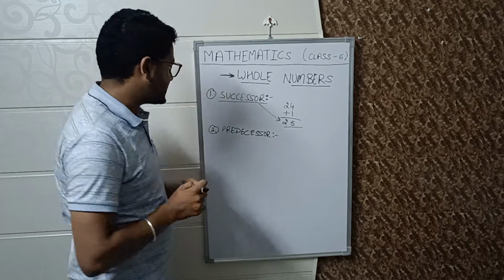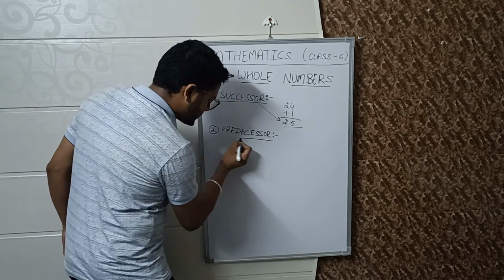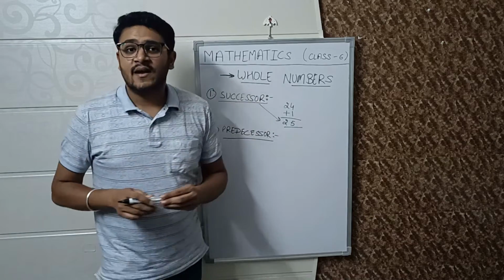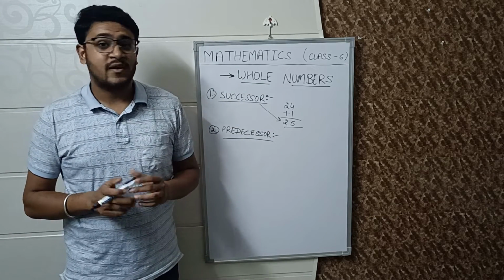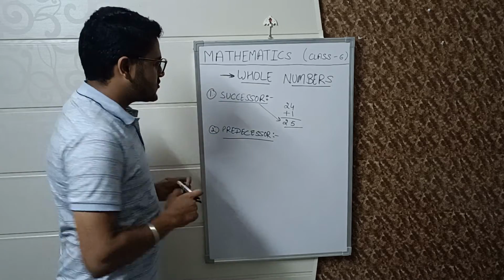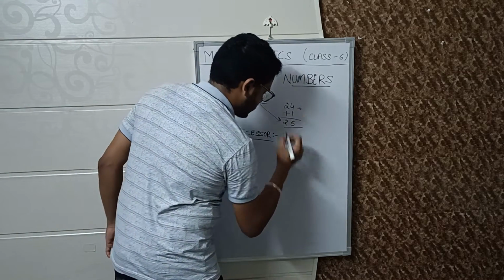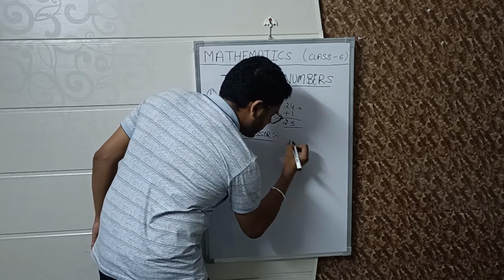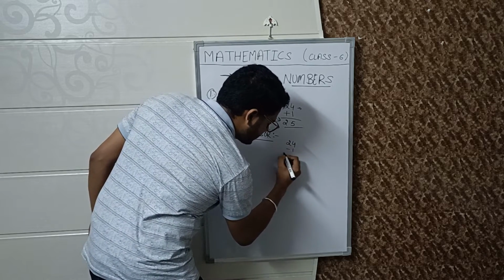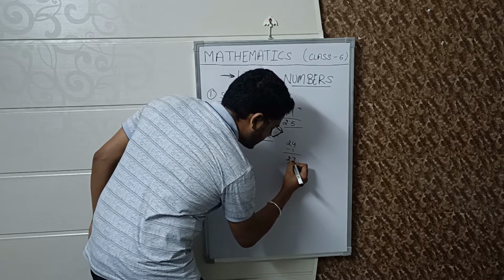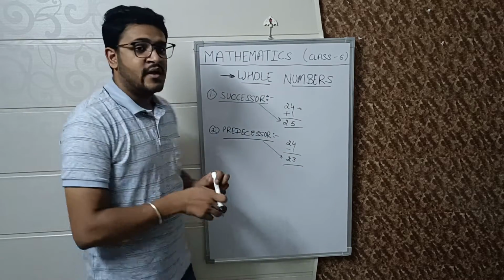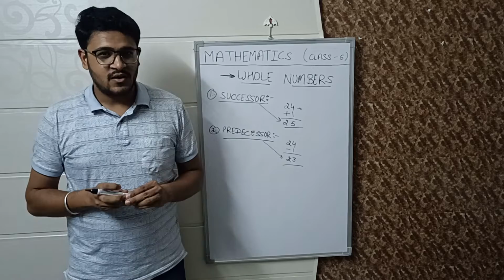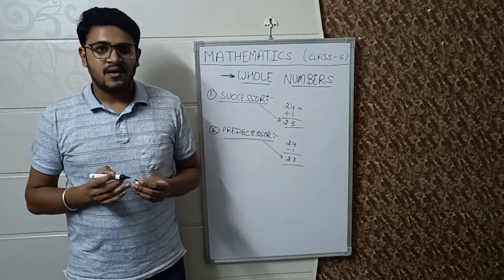And similarly, let's talk about predecessor. Whenever we subtract 1 from any number, we get the predecessor of that number. So let's take the same example of 24. When we subtract 1 from the number, then the number that we will get is the predecessor of that number. So here we use the term natural number. We will talk about this later.